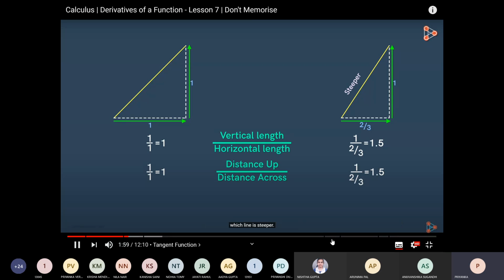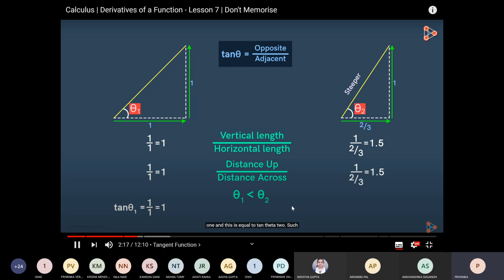There's another way to know which line is steeper, and that is to find this angle. Greater the angle, steeper will be the line. But notice that these two lines are connected to the angle by the trigonometric tangent function. This ratio is equal to tan theta 1 and this is equal to tan theta 2.